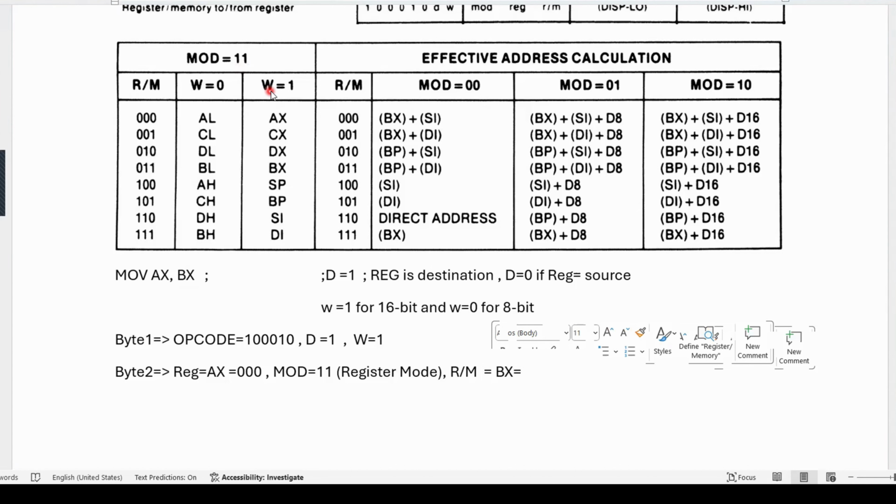To find the value of BX, we will go back to the table, and in mod equals 1 1, W equals 1, we will look for BX. So BX is equal to 0 1 1. Let me repeat: mod is 1 1. In mod 1 1, we will choose W equals 1, and we will look for BX, and BX is equal to 0 1 1. So that means the value of BX would be 0 1 1.